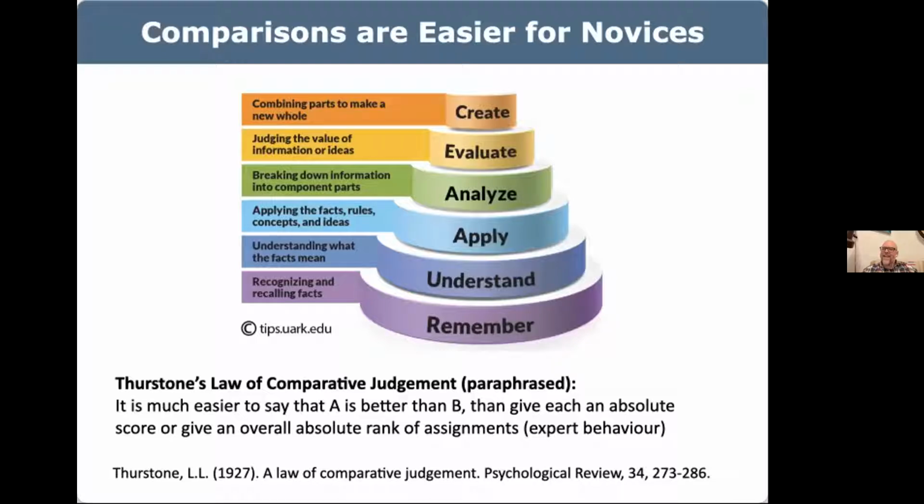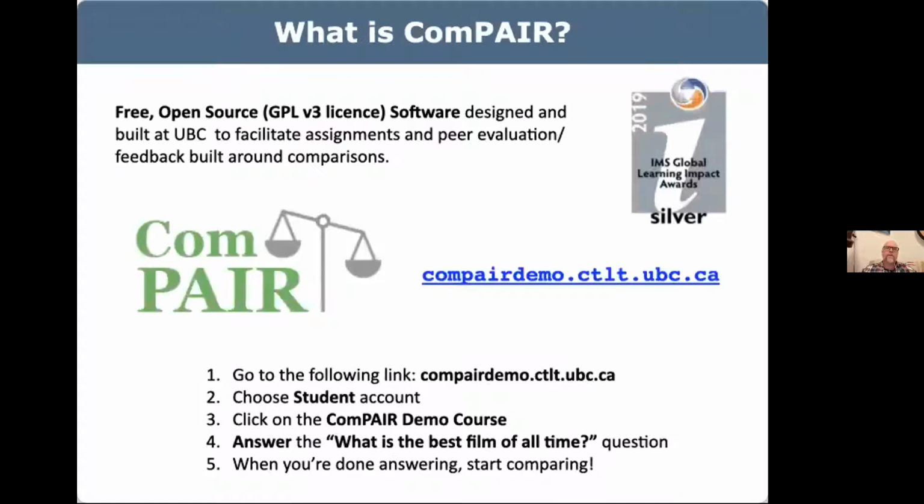And Thurstone, in his original paper, the intent of doing it was to evaluate performances of, say, music or fine Persian rugs, right? You can look at them and compare them and say this one's better than that one, but you don't really know why, because, well, I can't, at least. I'm not an expert in either. So this is where ComPAIR comes in. ComPAIR was the software that we developed at UBC to really facilitate comparisons in the classroom.